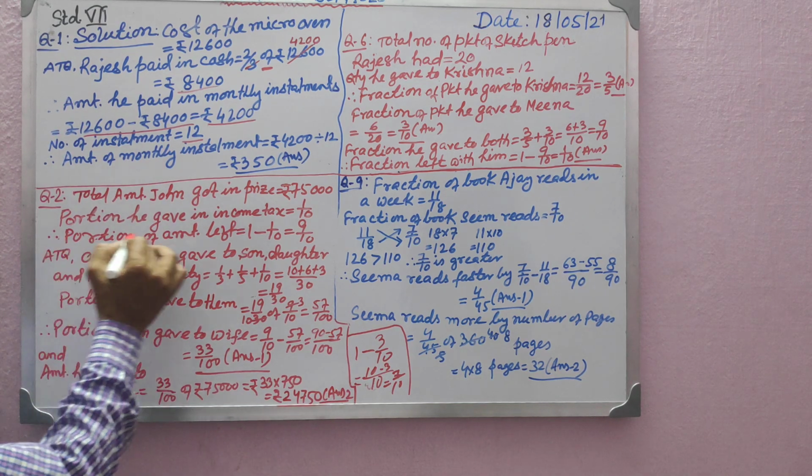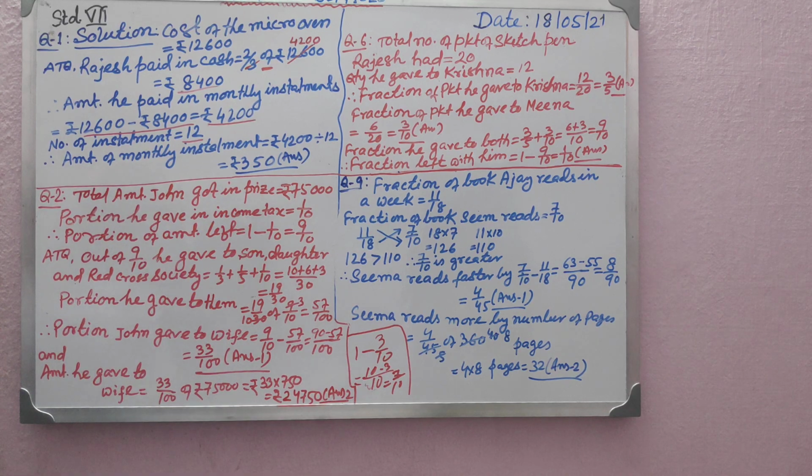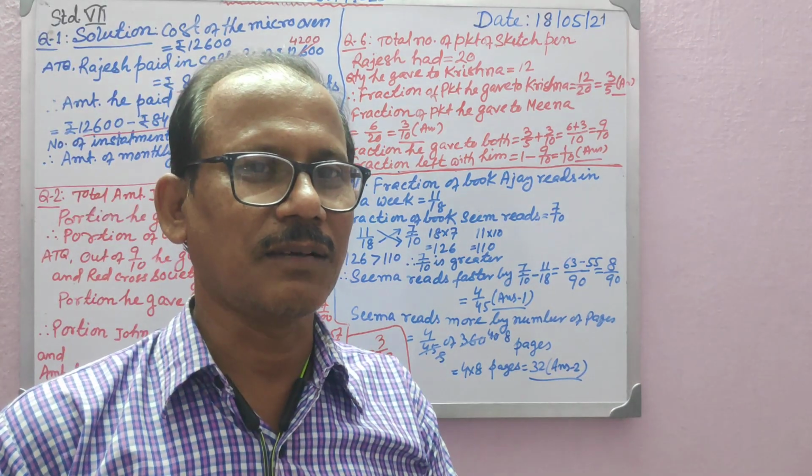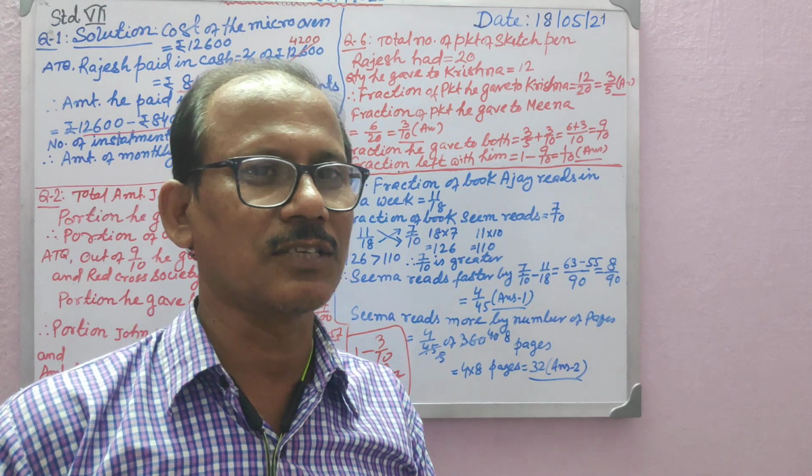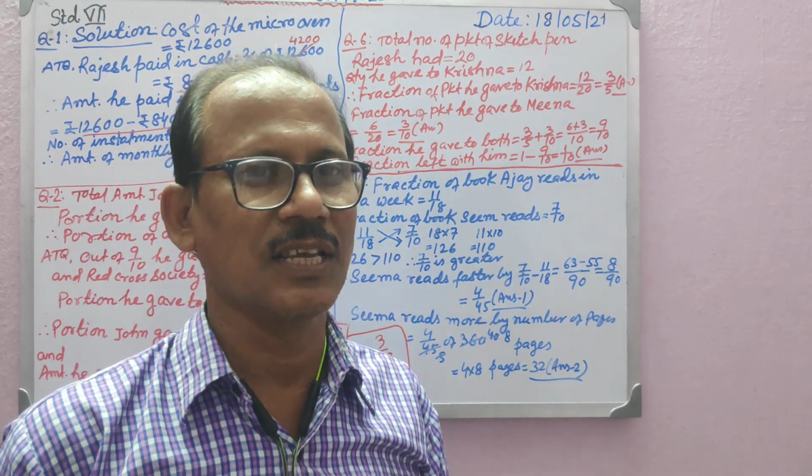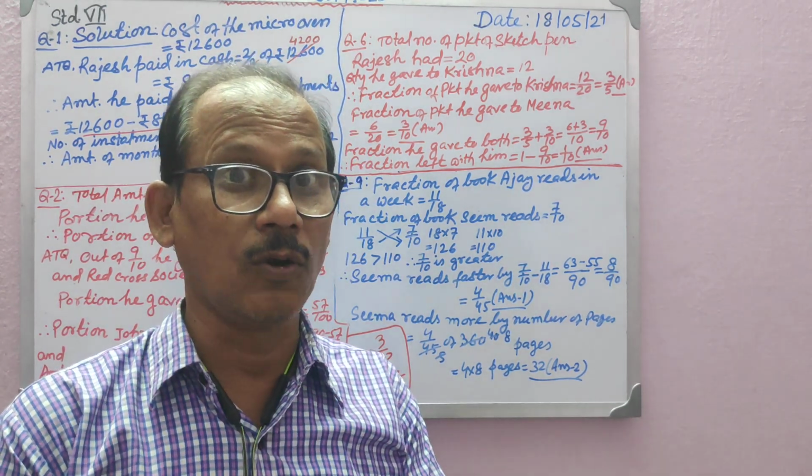Let us see the portion he gave to income tax. He has to give some money. If you are earning some money, some part of the money has to go to the government as tax. You all should know. Otherwise, the money will be called black money.